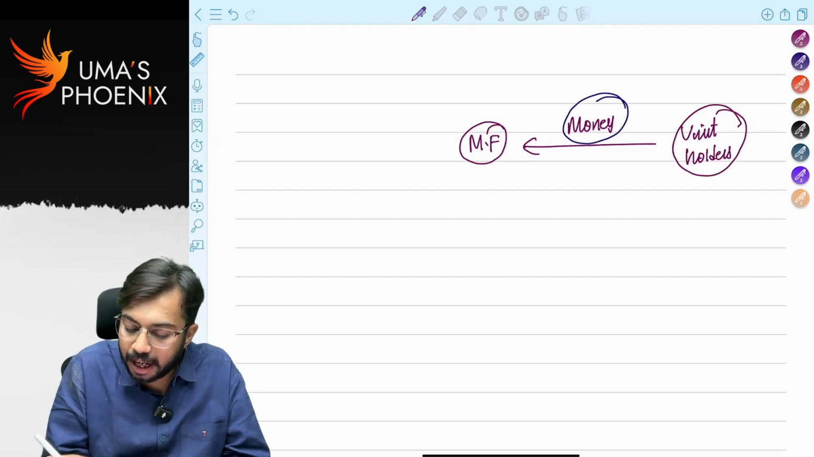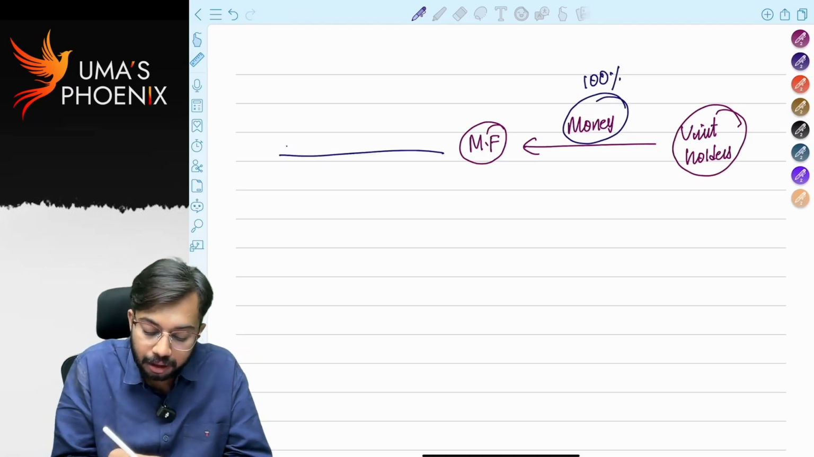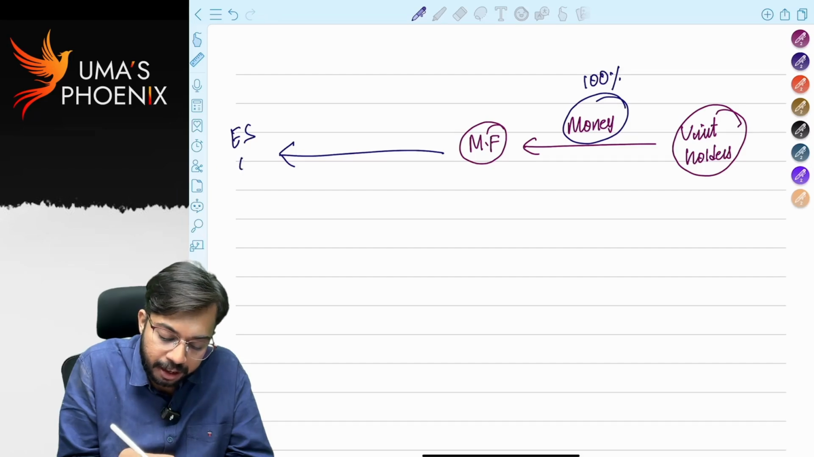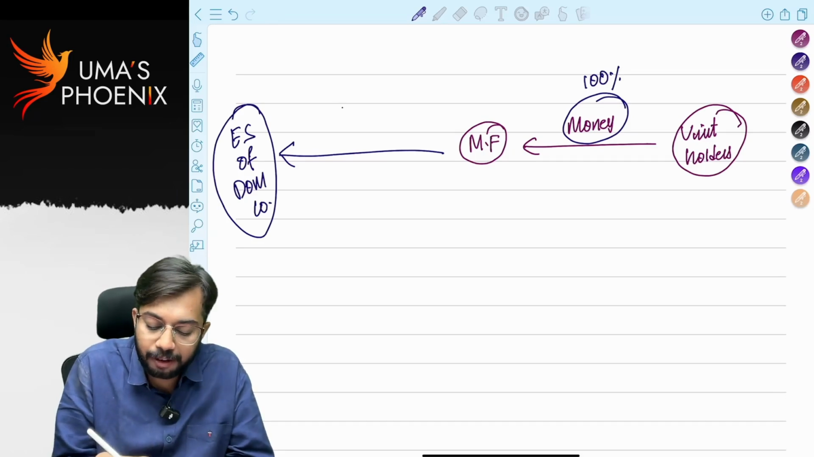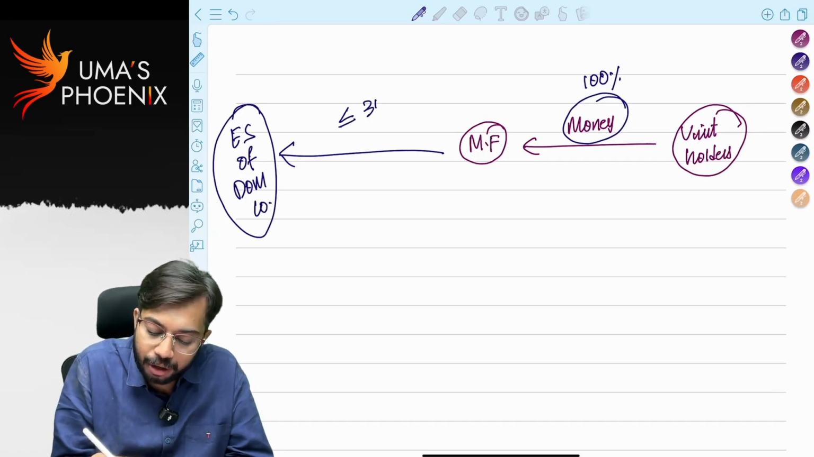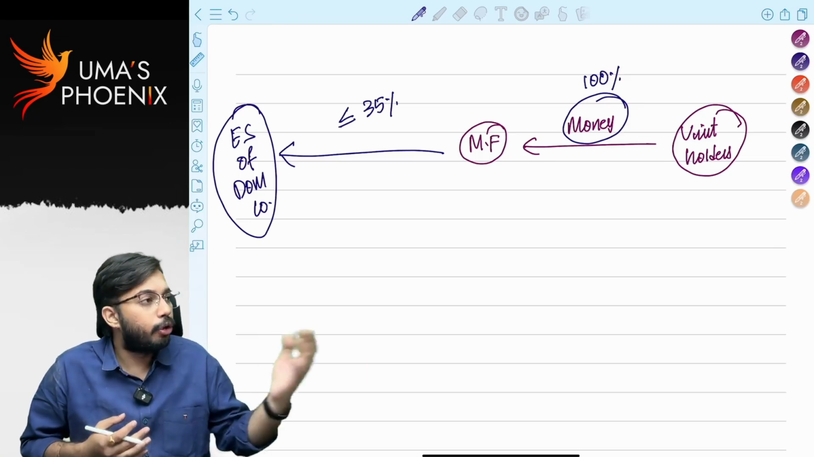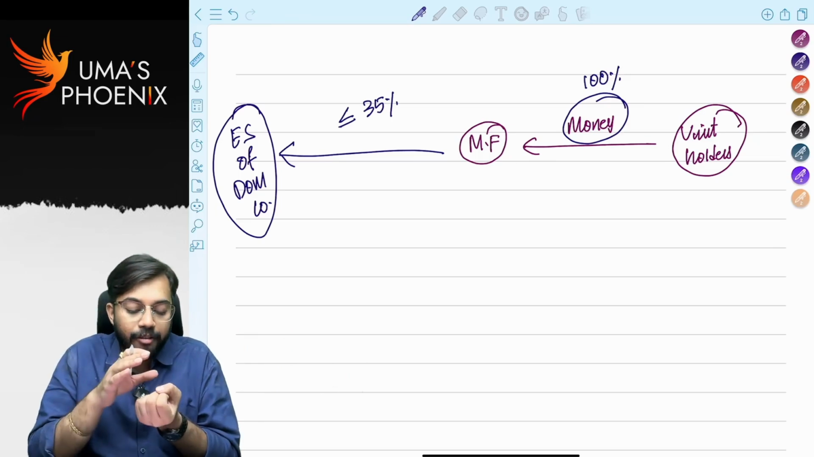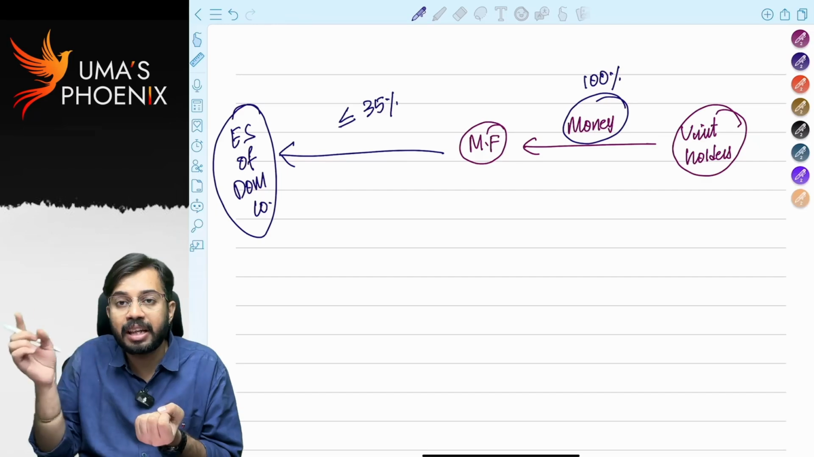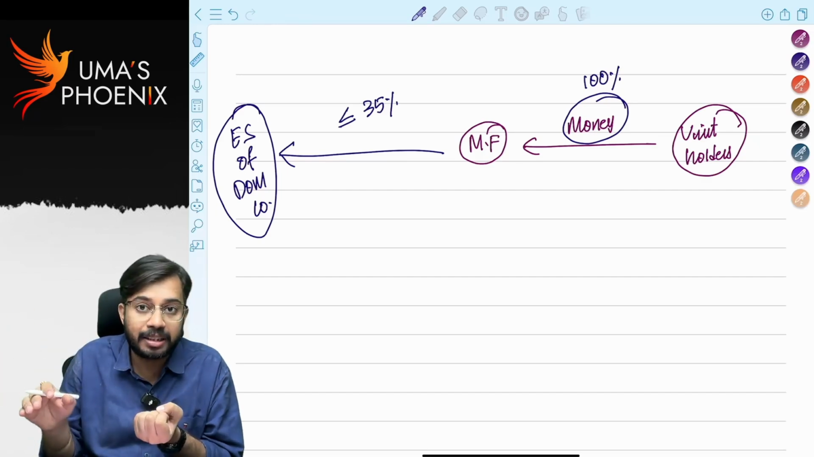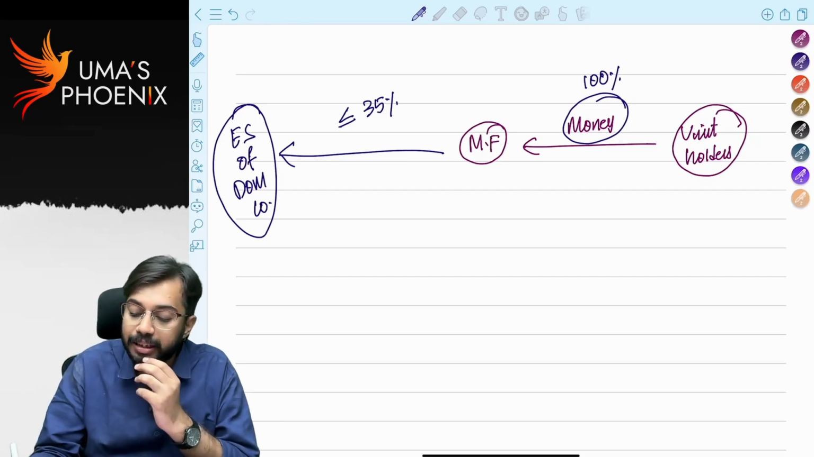So out of money taken from unit holders, if it takes 100 rupees, that mutual fund should invest in equity shares of domestic company. If that mutual fund invests less than or equal to 35% in equity shares of domestic company, let's say I am the mutual fund, unit holders gave 100 rupees to me. With this 100 rupees, I should invest either 35% or less than 35% in equity shares of domestic company. Then this mutual fund we call as specified mutual fund.